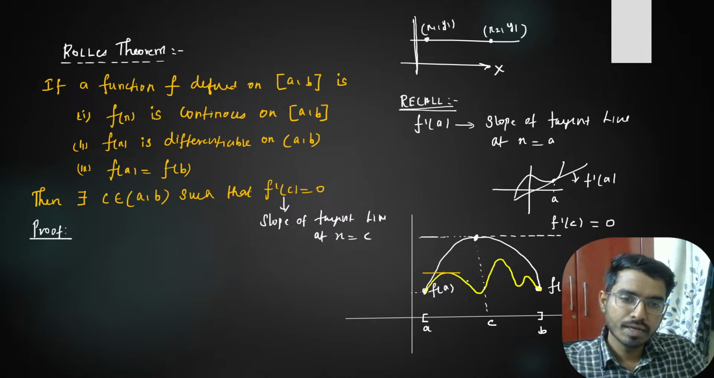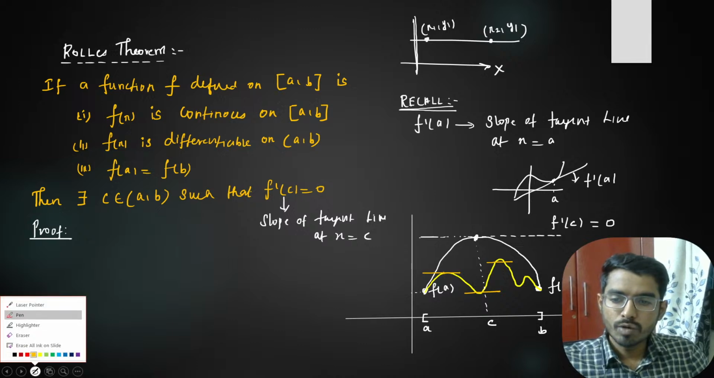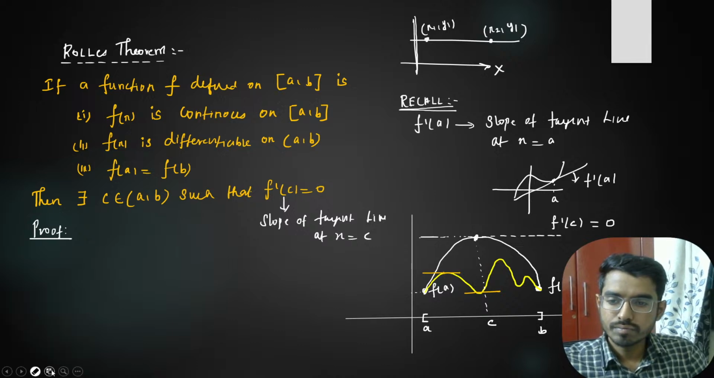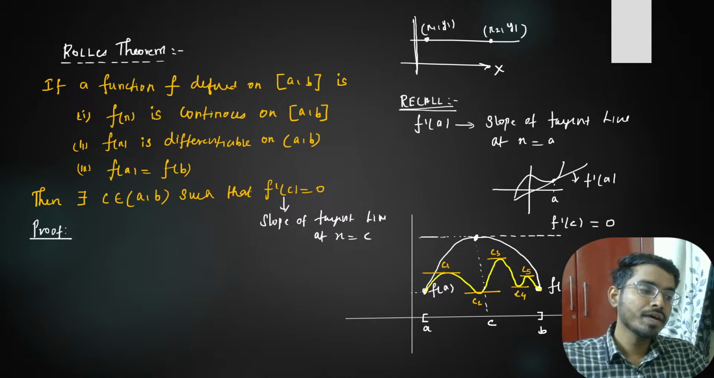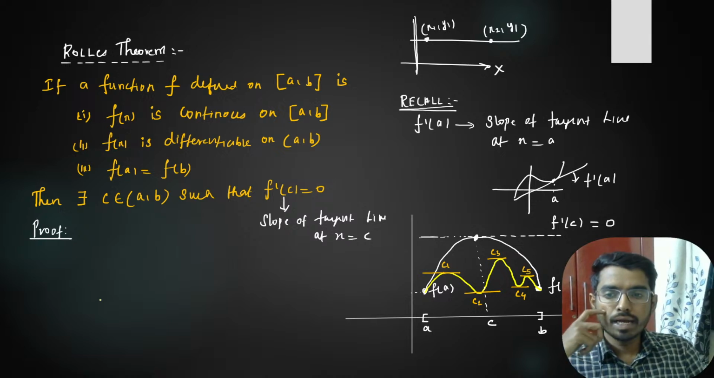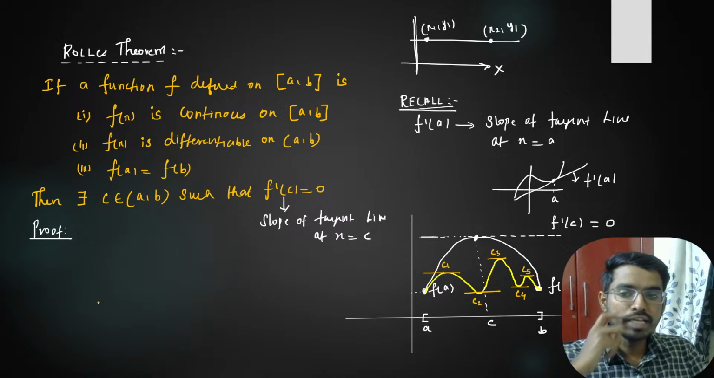There is one C here, because for this C, your slope of line will be 0, because you can see this is parallel to the x-axis. I can find one more C here, and one more C here. I can find one more C here, and one more C here. So for this, you can see C1, C2, C3, C4, C5. So we have 5 C's here. But I can assure you, we can always find at least one C.